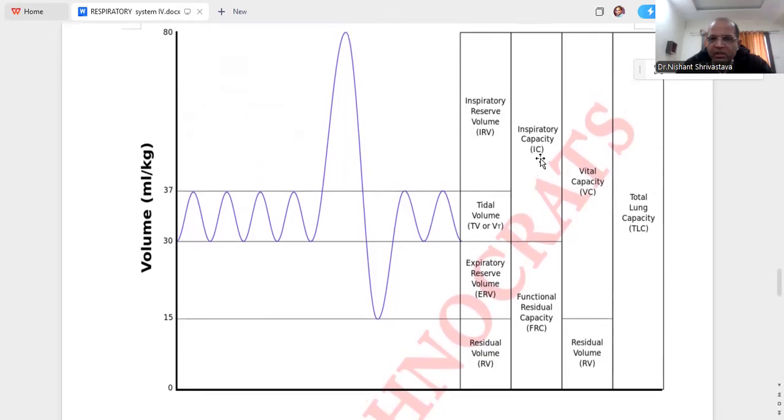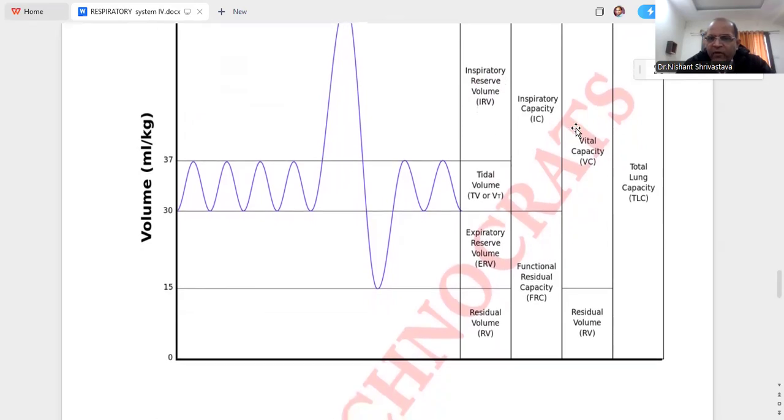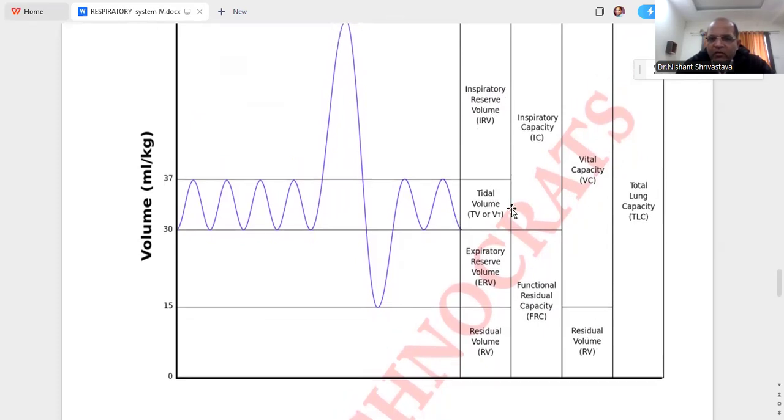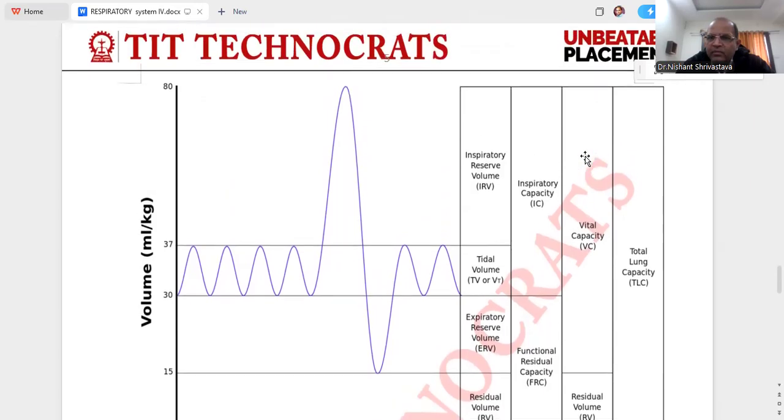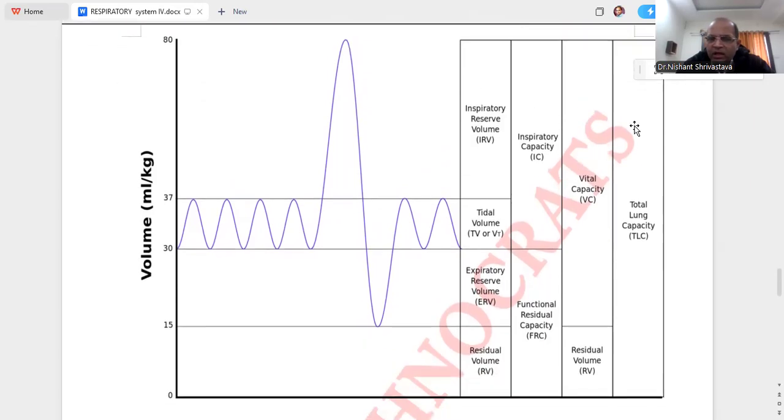So inspiratory capacity means IRV and tidal volume. Total inspiration and expiration, with forceful expiration and residual volume, is FRC. Same for vital capacity, with the remaining residual volume left out. So in total, inspiratory reserve volume, tidal volume, and expiratory reserve volume make the vital capacity, and the overall capacity is total lung capacity.